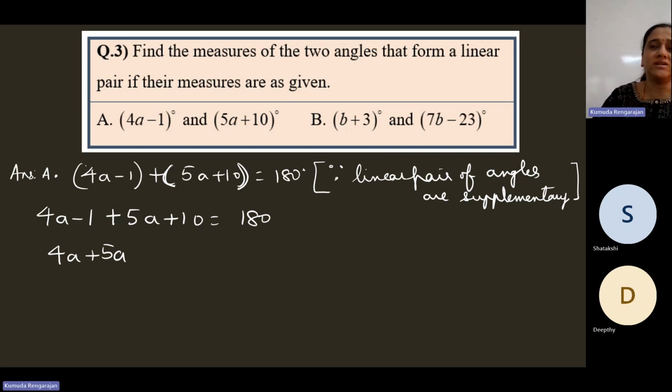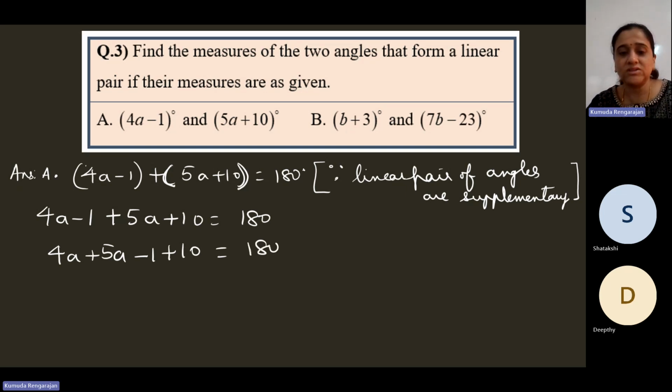Transposing is moving a term from one side to the other side. That will affect the operation. We're just rearranging. So 4a plus 5a, minus 1 plus 10. See the sign. As it is, minus 1 plus 10 is equal to 180. Now, 4a plus 5a. When you add or subtract like terms, the answer is also a like term. 9a. Minus 1 plus 10 is plus 9.